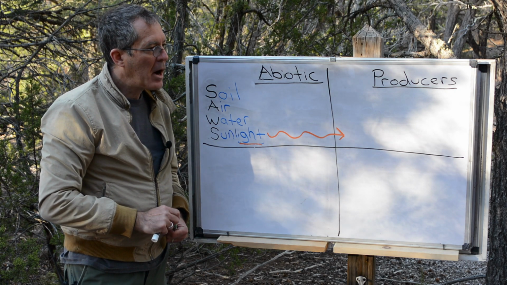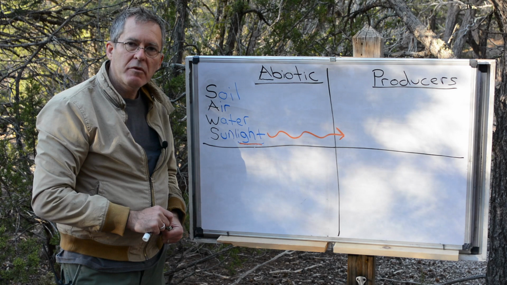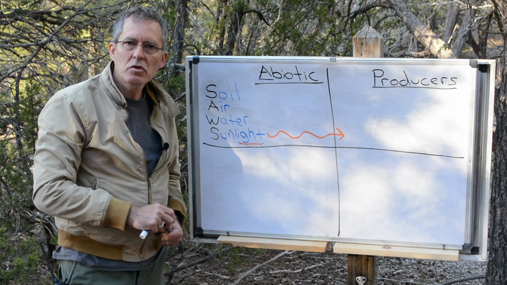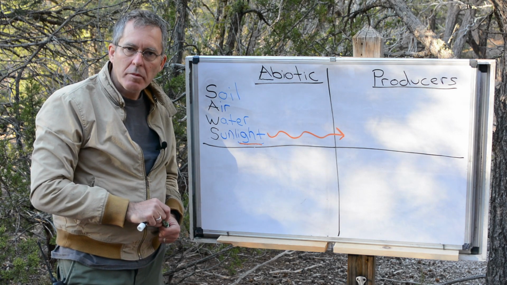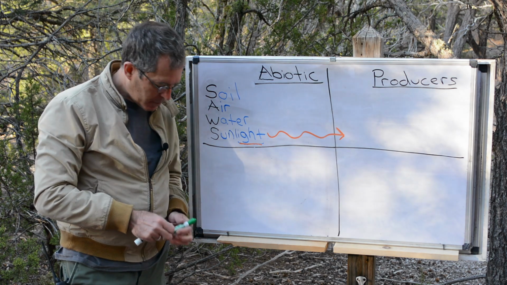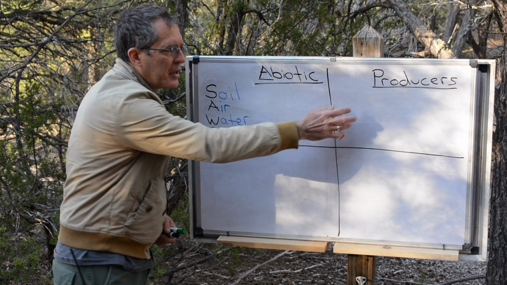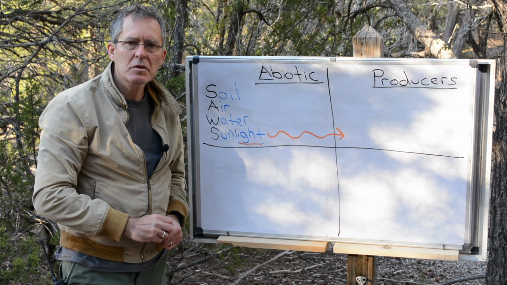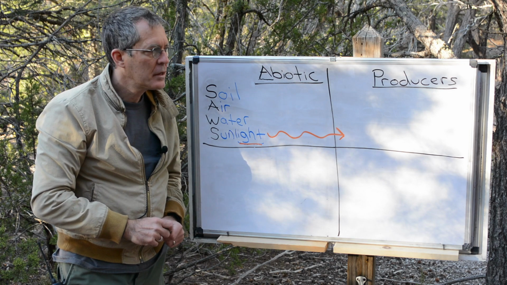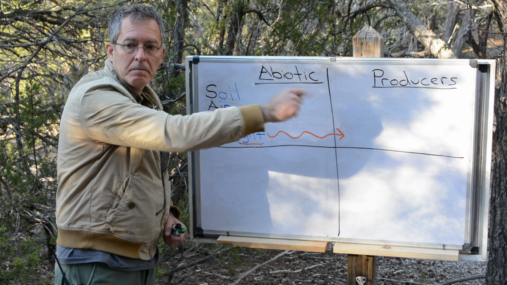Now, when you were looking for things, whether it was in your house or apartment, or if you got to go to the park or your backyard or front yard, wherever, you probably saw some things that we could write in this producer box. If you saw a plant, you saw a producer.